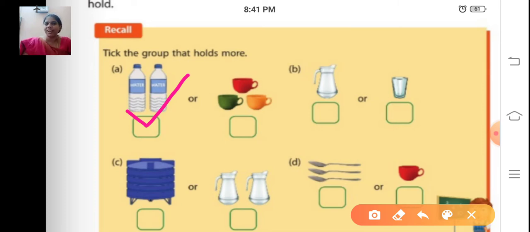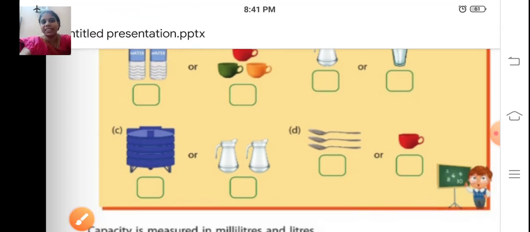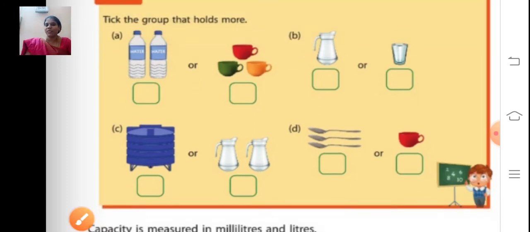Next picture. Yes, one jar is there, and then one small glass. Now tell me which one can hold more water, or juice, or anything else? Whether this one or this one? Yes, this one can hold more, right? And the third one, just see the picture. You have a water tank, and then you have 2 jars. Now tell me which one can hold more water?